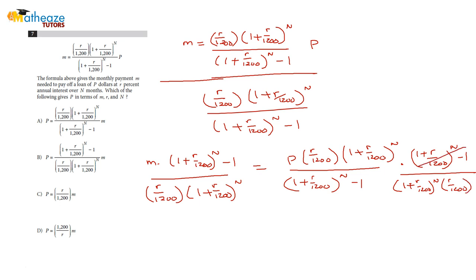So you can see this will cross this out, this will cross this out. So this becomes the value of P. So let's see which one has our answer.